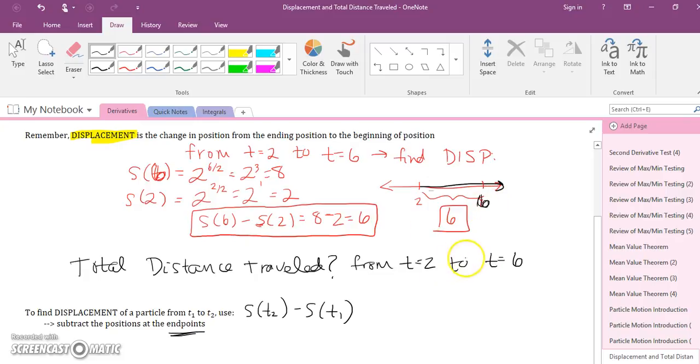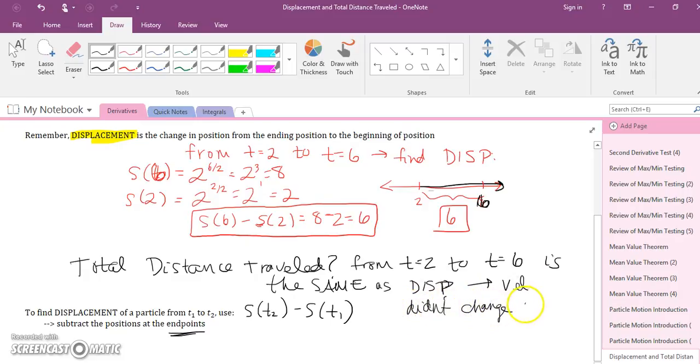Whoops. From t equals 2 to t equals 6 is the same as the displacement. And I want you to make a note that the reason that total distance traveled and displacement are the same is because velocity didn't change sign. Another way of saying that in terms of position is the particle didn't change direction.